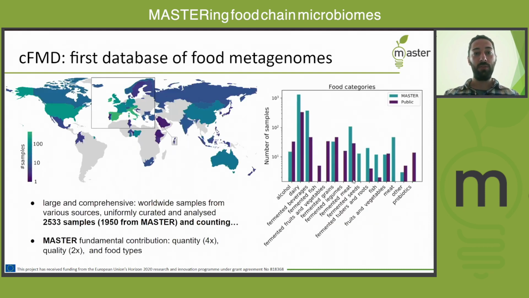So we built the first database of food metagenomes, CFMD, which is large and comprehensive, including over 2,500 samples from all over the world, almost 2,000 of which coming from the MASTER partners. We have samples from more than 50 countries, 5 continents, and from very various food sources.